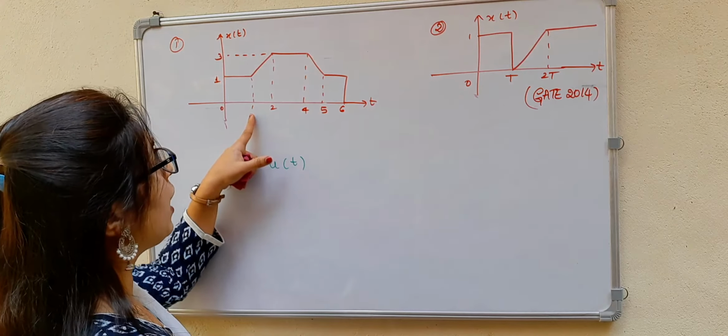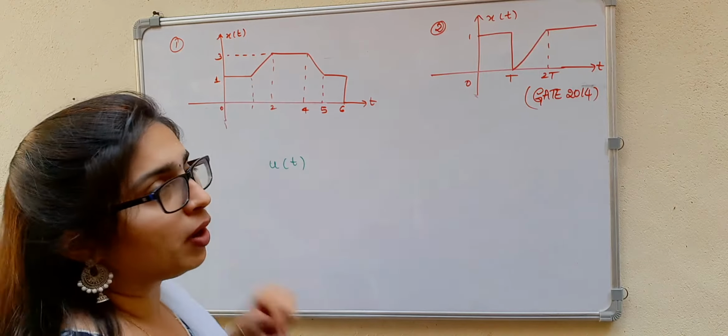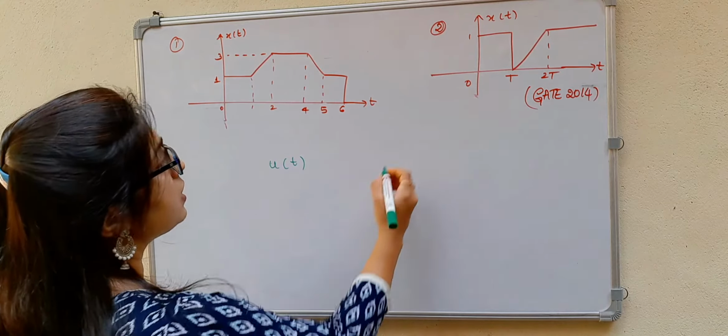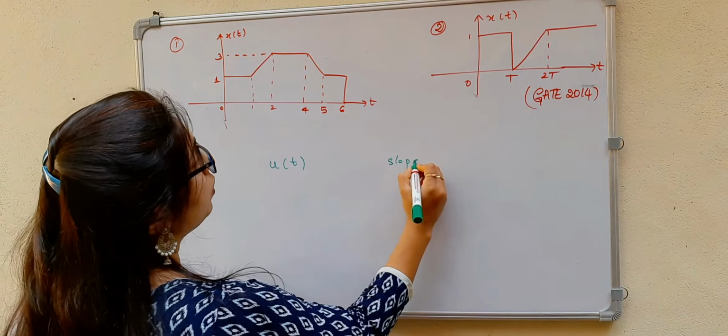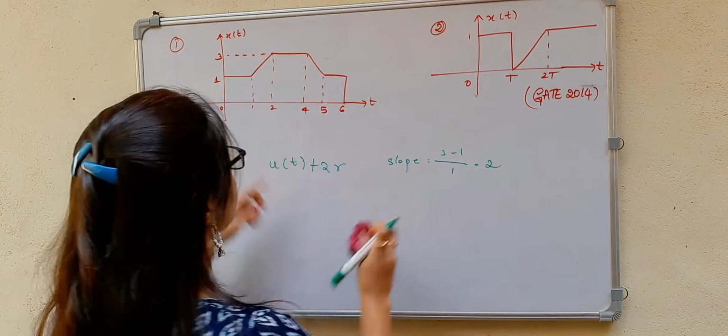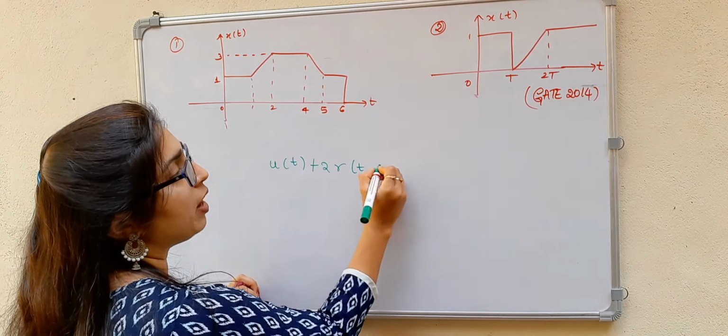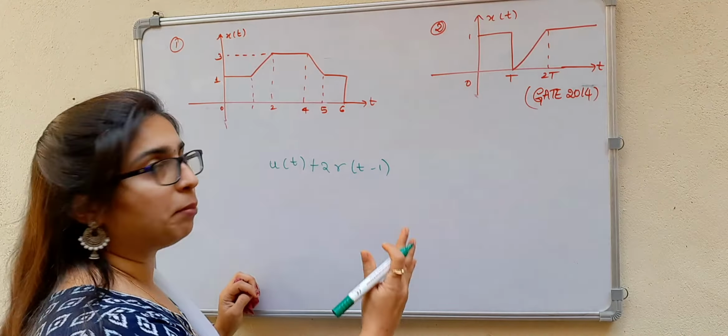But at 1 what happens? You are getting a ramp now. See what is the slope of this? The difference here is 3 minus 1, divided by 1, so this will be slope 2. So you are going to add slope 2, but it is starting at 1. So it should be r of t minus 1, a shifted ramp, right?